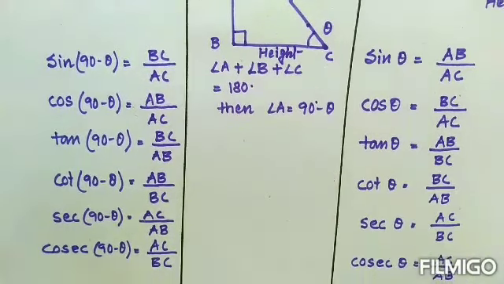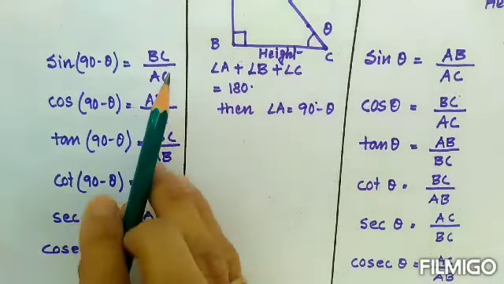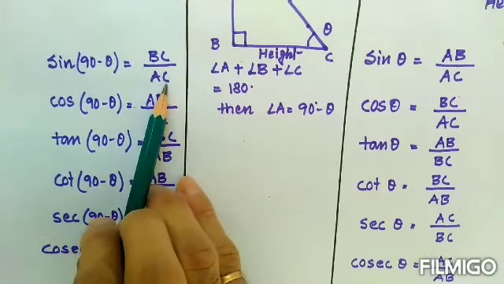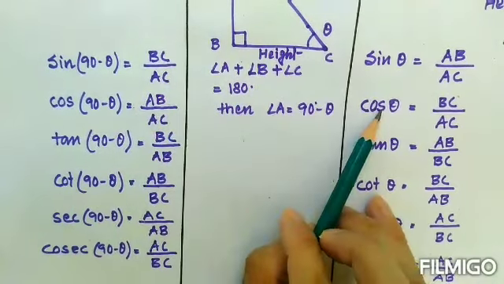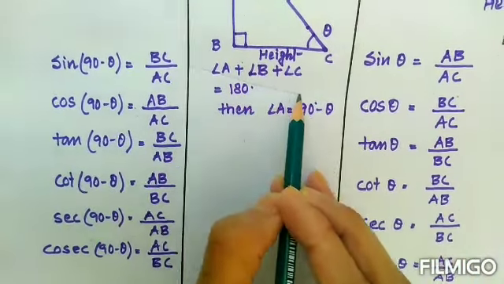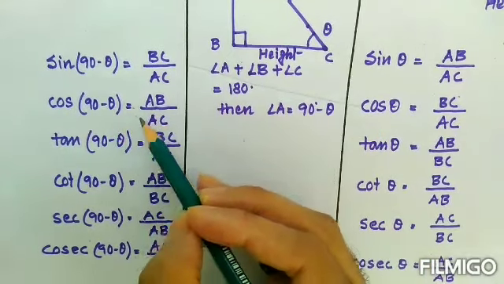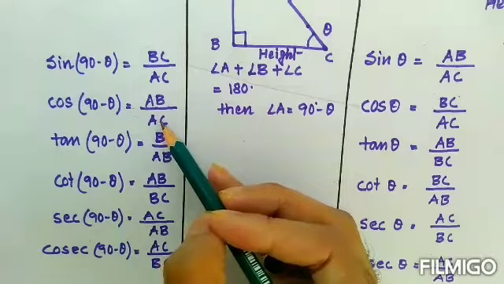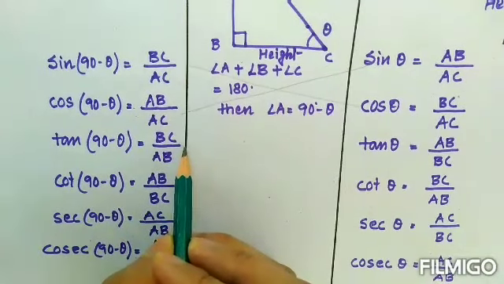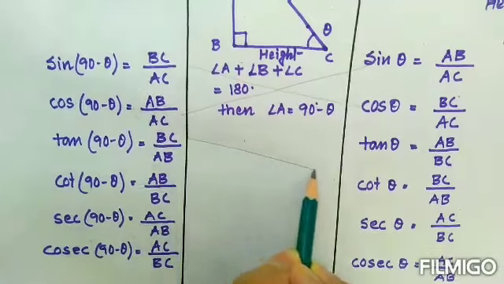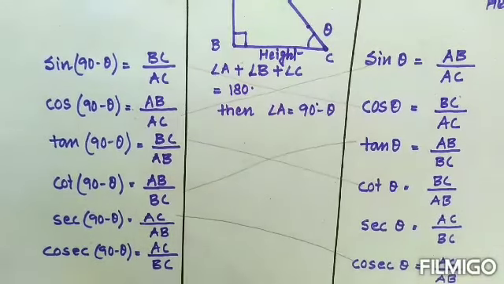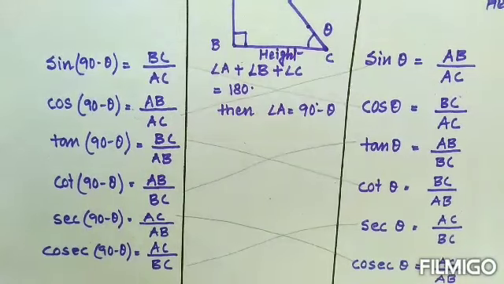Now the interesting thing is that sin 90 minus theta is equal to BC by AC, and cos theta is equal to BC by AC. So this is related. Similarly, cos 90 minus theta is equal to AB by AC, and sin theta is equal to AB by AC. Similarly, tan 90 minus theta is equal to BC by AB, that is equal to cot theta, and cot 90 minus theta is equal to tan theta, sec 90 minus theta is equal to cosec theta, and cosec 90 minus theta is equal to sec theta.